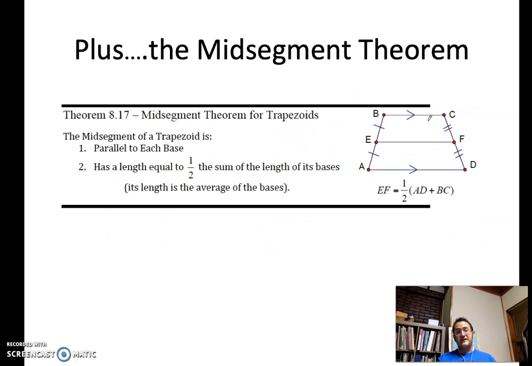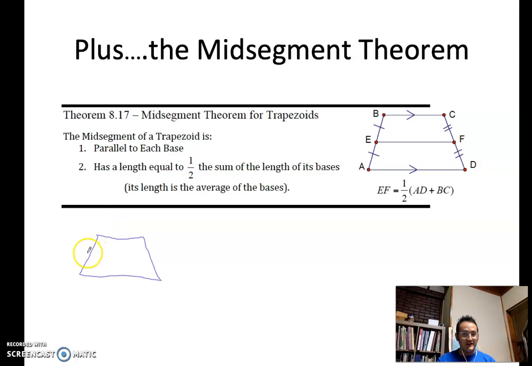All right, and then there's another theorem. This is called the mid-segment theorem of a trapezoid. So in a nutshell, what this means, let's say that I have a trapezoid here that is isosceles.